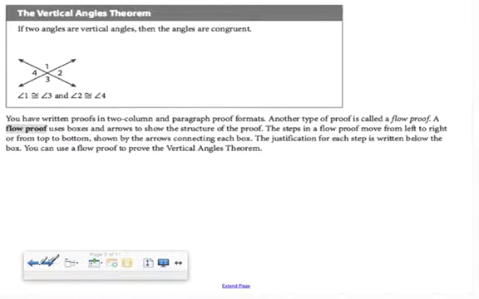So there it is. There's the vertical angle theorem. If two angles are vertical angles, then the angles are congruent. And we have done written proofs in 2-column and paragraph form. Another kind of proof is called a flowchart proof. And in a flow proof, we use boxes and arrows to show our train of thought. So we're going to use a flow proof to prove the vertical angles theorem.